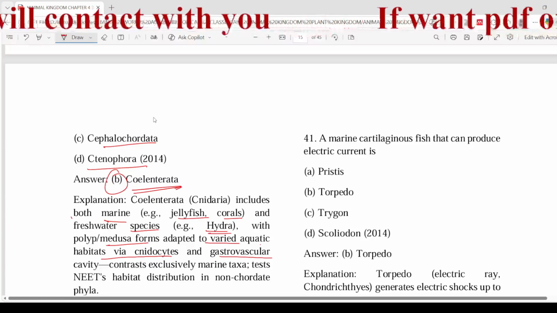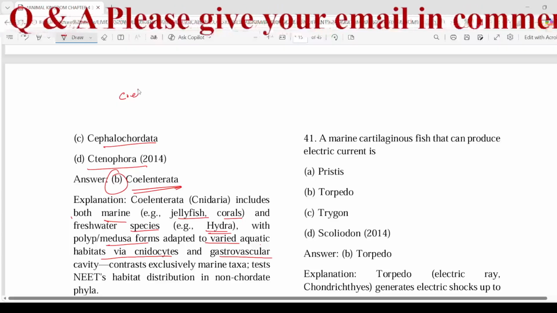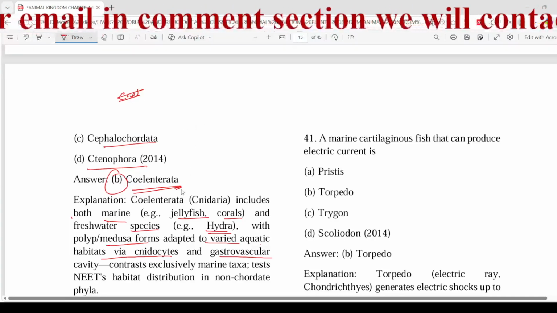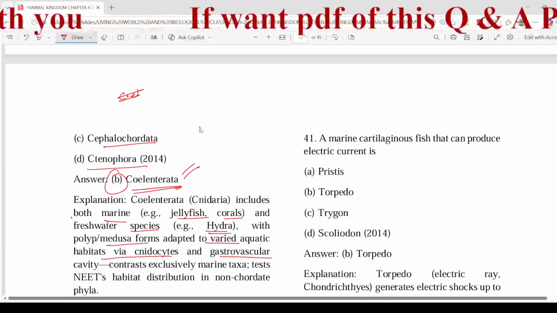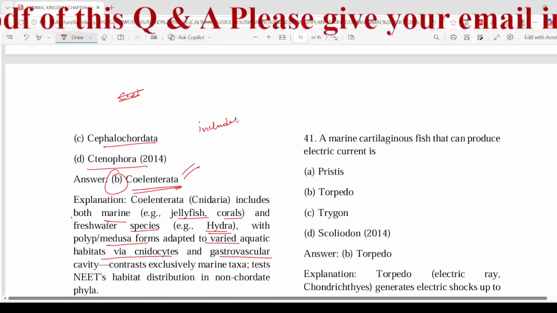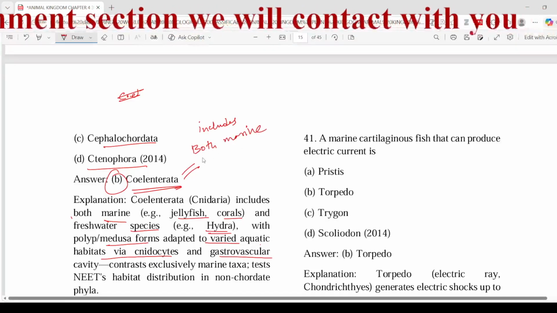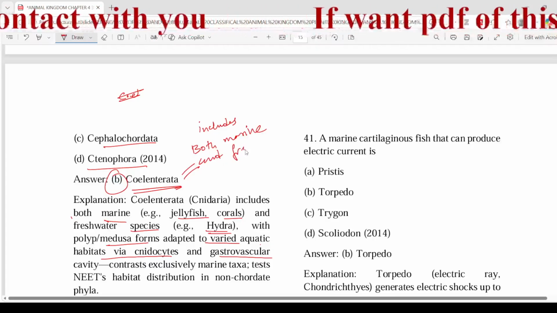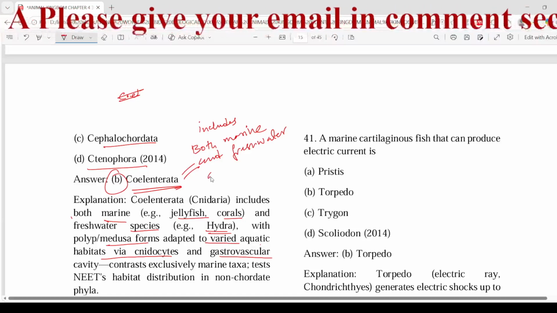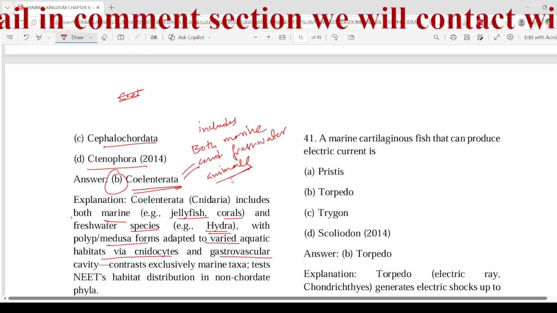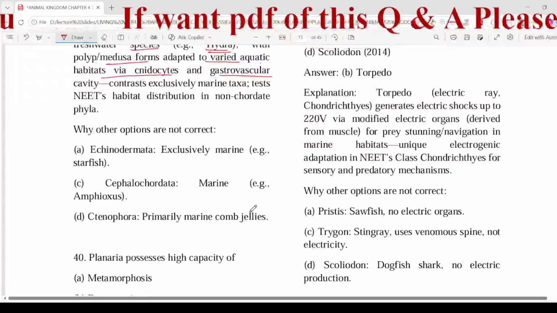So coelenterate or Cnidaria includes both marine and freshwater animals. So this is the correct answer. Let's move to the next question.